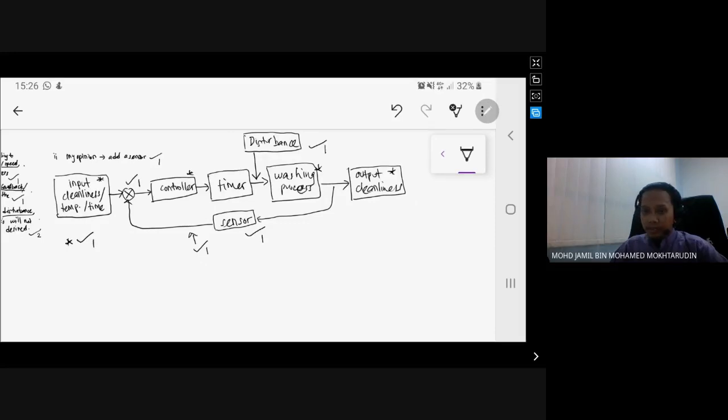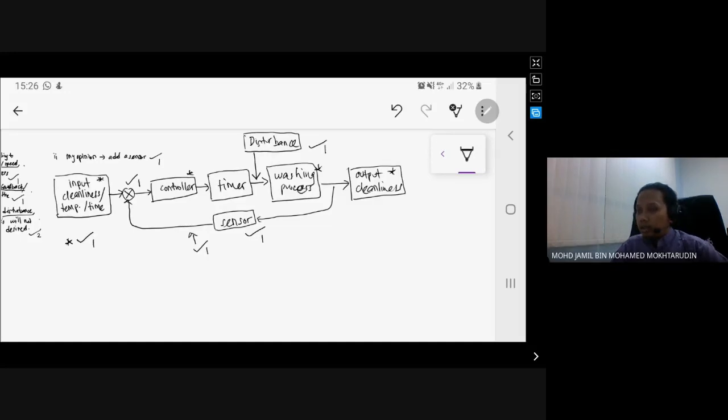All right, any questions? Can I use a switch? Okay, so if you replace, let's say, the controller with a switch, I think it is acceptable, because sometimes a switch is also a mechanism that controls the system. So timer, actuator. Actually the actuator is the motor of the washing machine, so you can replace the timer with the motor.